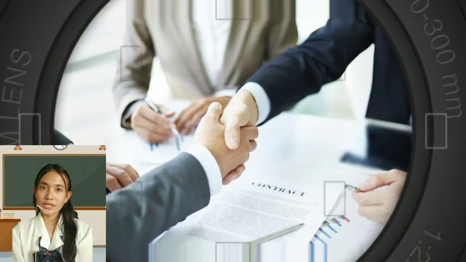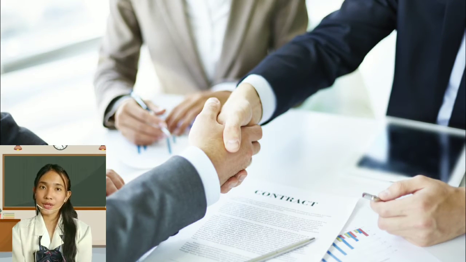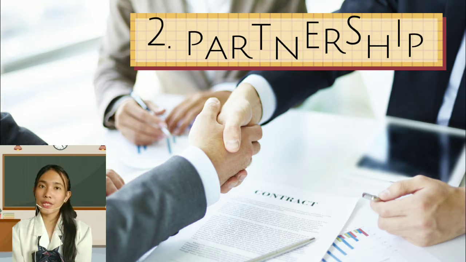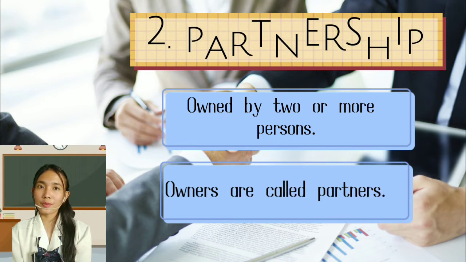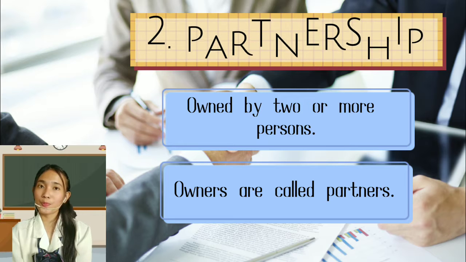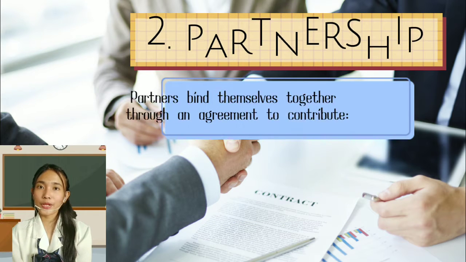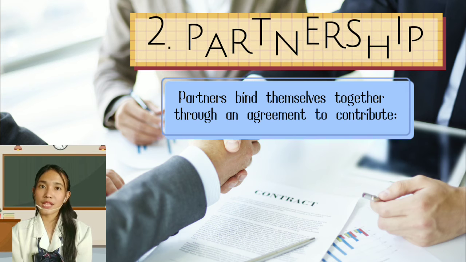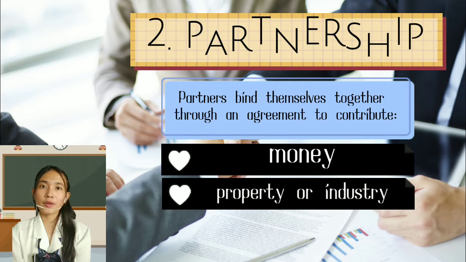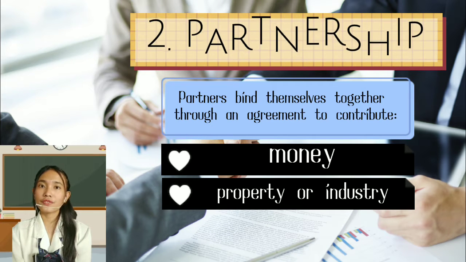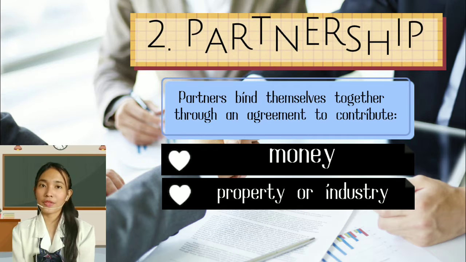Our second classification of business entities according to legal forms is partnership. Partnership is a business entity that is owned by two or more persons. The owners of a partnership are called partners. Basically, partners bind themselves together through an agreement to contribute money, property, or industry to a common fund with the intention of dividing profits among themselves.